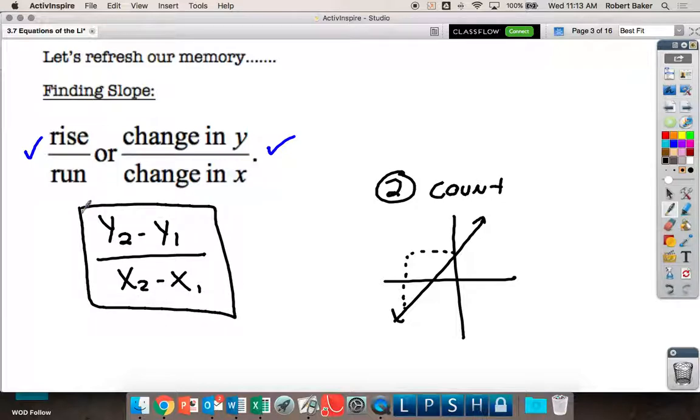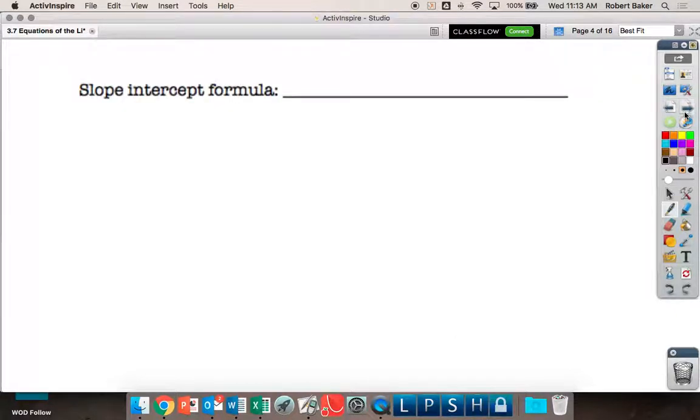The next thing says the slope-intercept formula. Y equals mx plus b. Is that anything new for you guys? Nope. Okay. What does m describe? Slope. What does b describe? Y-intercept.